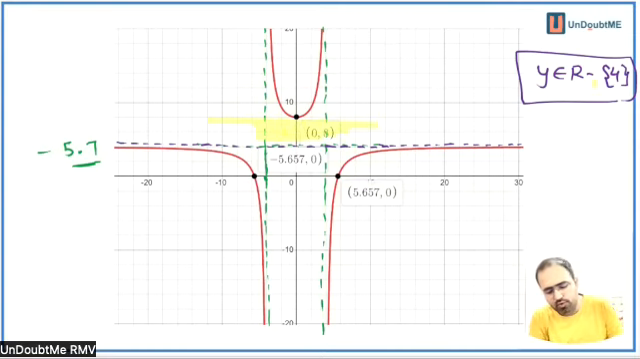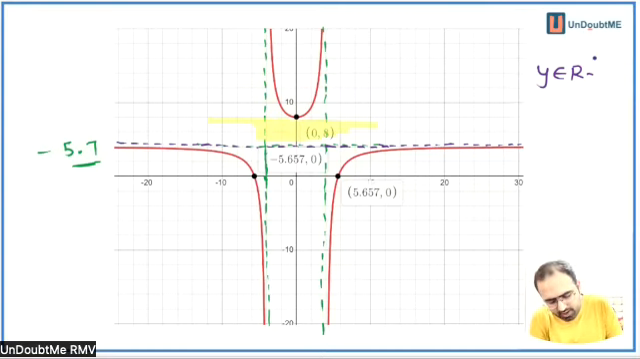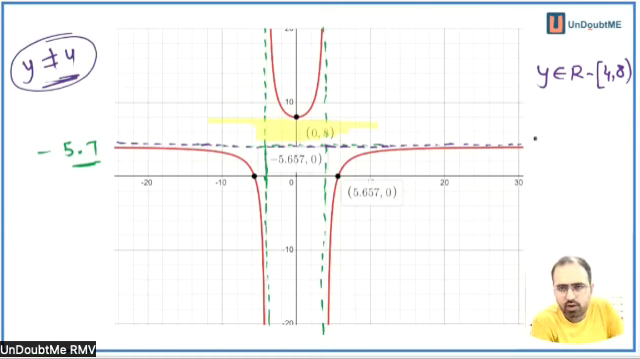So if you want to write like this, then you have to literally write in this way: R minus 4 to 8. Try to understand the brackets carefully. I don't want 4. Y is not equal to 4. We know that it is an asymptote. So that's why 4 is excluded.